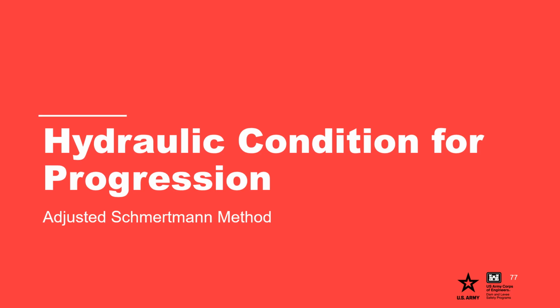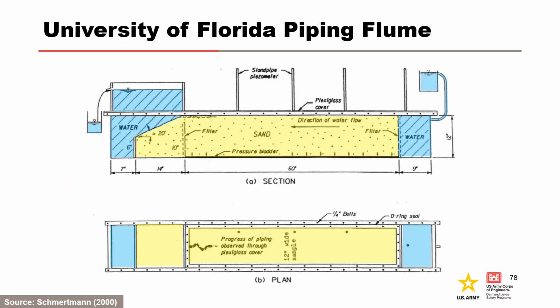Hydraulic condition for progression, adjusted Schmertmann method. This slide shows plan and elevation drawings of the horizontal seepage flume used by Schmertmann to investigate piping behavior at the University of Florida. The seepage path length in the flume is 5 feet, and the depth of the sand being tested was 1 foot.